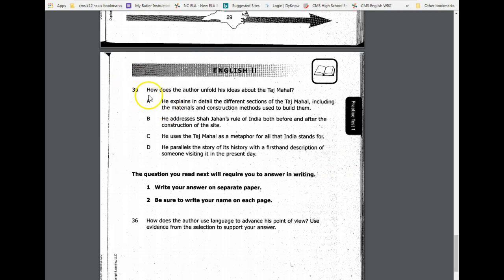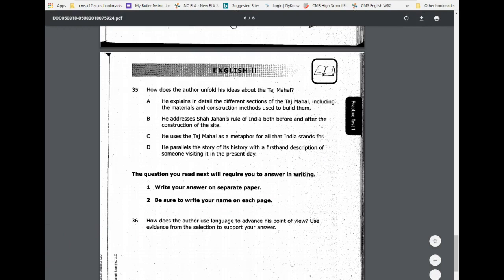Let's look at the question itself. How does the author unfold his ideas about the Taj Mahal? What the heck? How does the author unfold his ideas? That is a very vague, abstract, and difficult question. So how are we going to get this right?